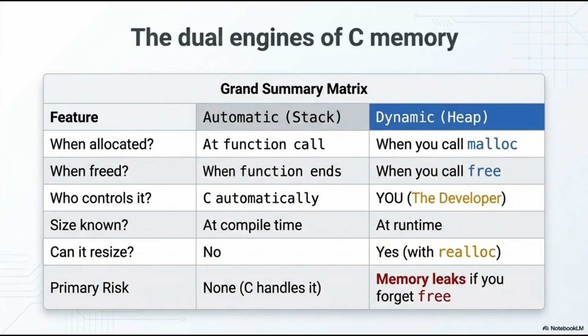Because understanding the theory is only half the battle. It really comes down to this ultimate trade-off between automatic safety and developer-controlled power. On the stack, C handles allocation when a function is called and frees it when it ends. You have to know the size at compile time, it cannot resize, but there's virtually no risk. But on the heap, you allocate with malloc. You free with free. You control it. The size is decided at runtime, it can be resized, but the primary risk is entirely on your shoulders. Memory leaks if you forget to clean up.